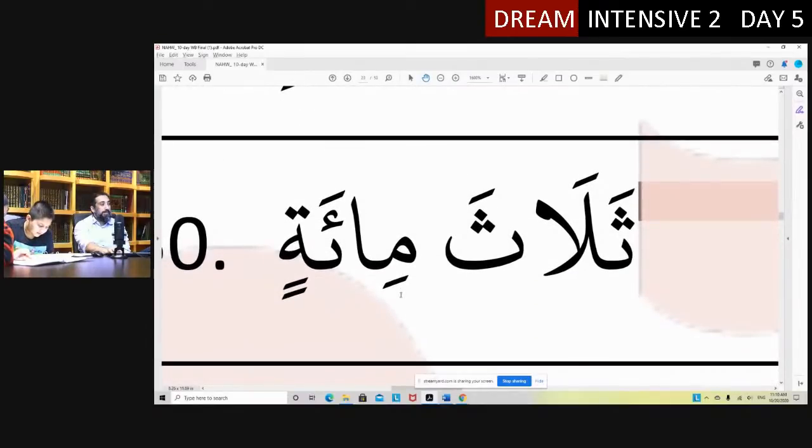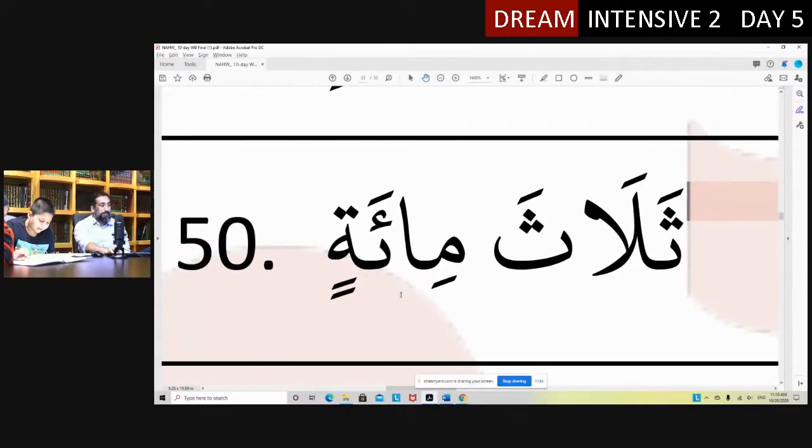Thalatha mi'atin, number 50. I think it is a mudaf. Yes, because the first one's light, no al, alif and then lam, and it's jar. You know what's really cool about thalatha mi'atin? Thalatha means three, and mi'a means 100. So it's 3 times 100, which means 300. That's cool.